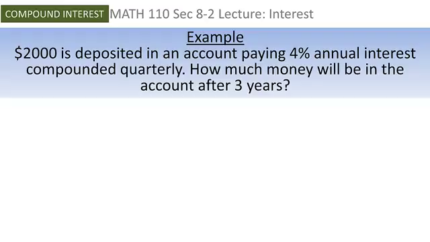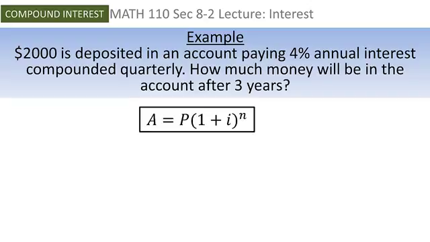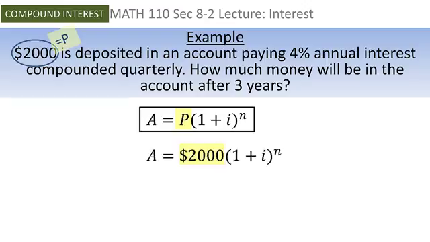So with that information, we can solve problems with compound interest. For example, $2,000 is deposited in an account paying 4% annual interest compounded quarterly. How much money will be in the account after 3 years? Well, first of all, you need your formula, and then you have to identify what each quantity is. The principal is the amount you put in at the beginning, the principal or present value. That's $2,000, so that goes in.